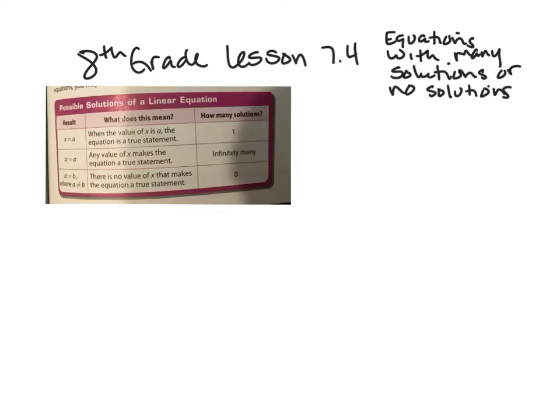Eighth grade lesson 7.4 is equations with many solutions or infinite solutions or no solutions. And so we'll be solving some equations. Think of these like puzzles. I really am nerdy and enjoy doing these as puzzles and just moving the numbers around.